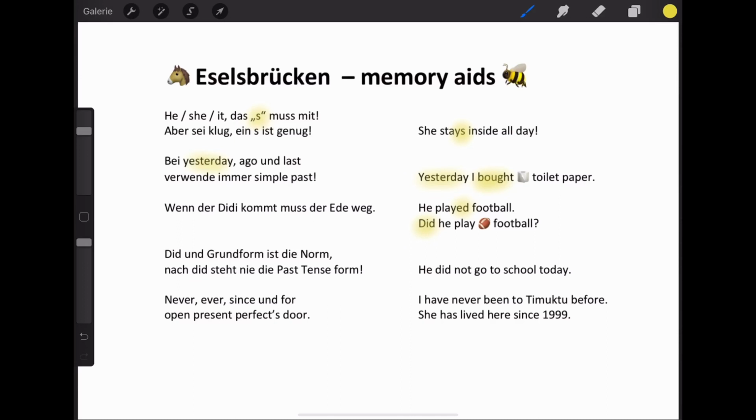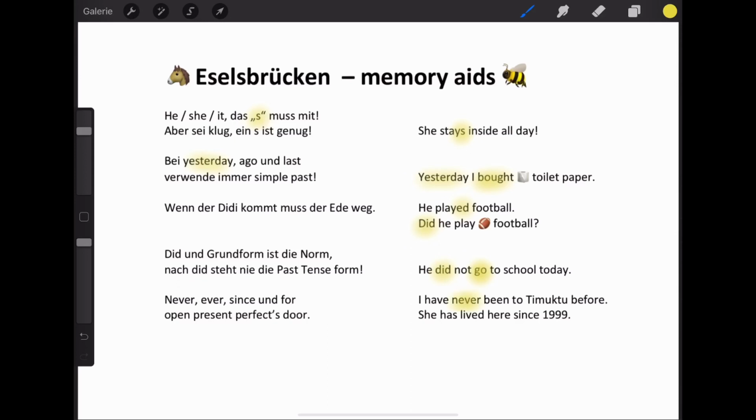The next one. Did und Grundform ist die Norm. Nach did steht nie die Past Tense Form. As I said, if you have a Hilfsverb, the did, you have the verb only in the first form, and the tense is in the did. Do, did, done. And the classic, never, ever, since und vor, open, present, perfect store.